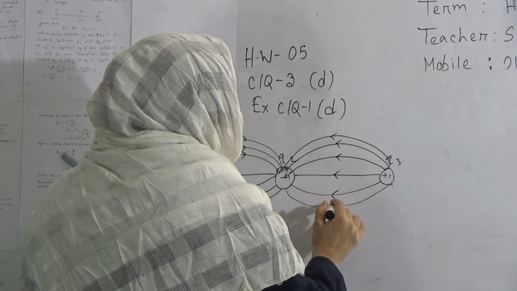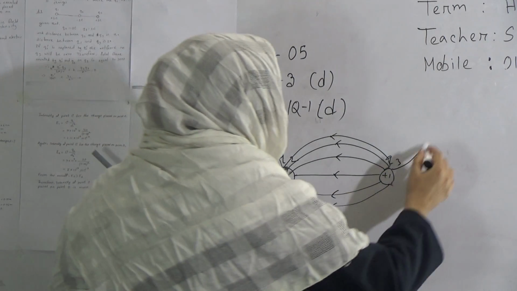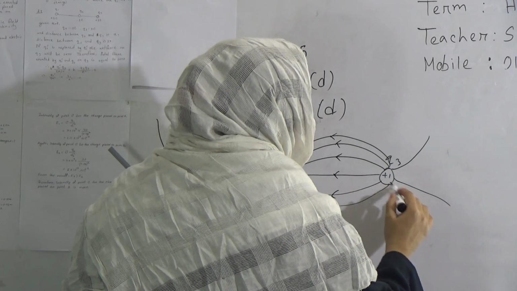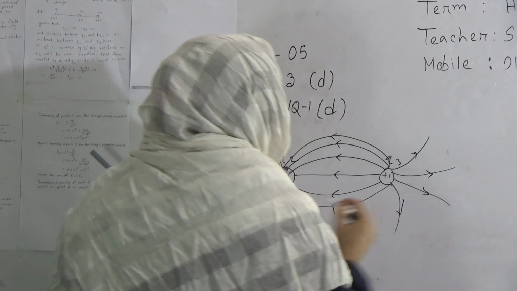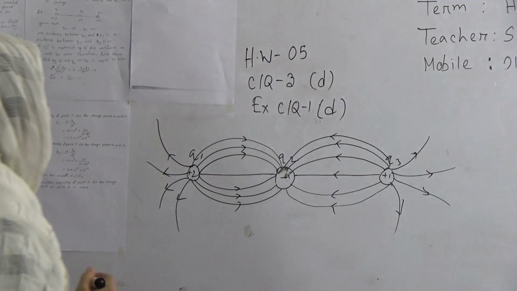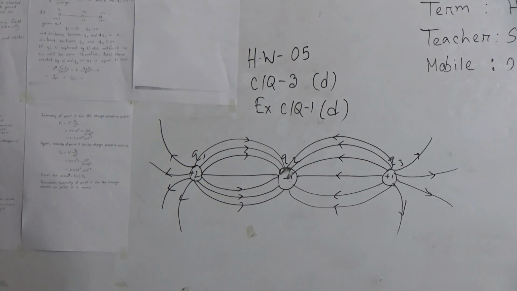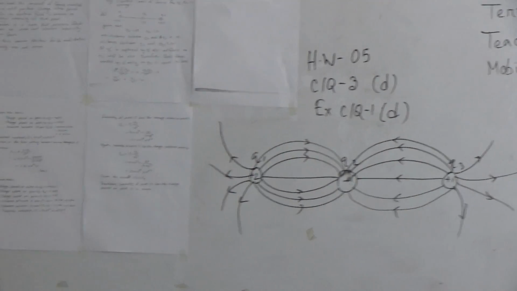Direction will be here. Okay, and positive charge diverges the lines of force. So direction will be like this. Okay, my dear students, I hope all of you have understood. This is a very easy question and answer. Now come to number D.